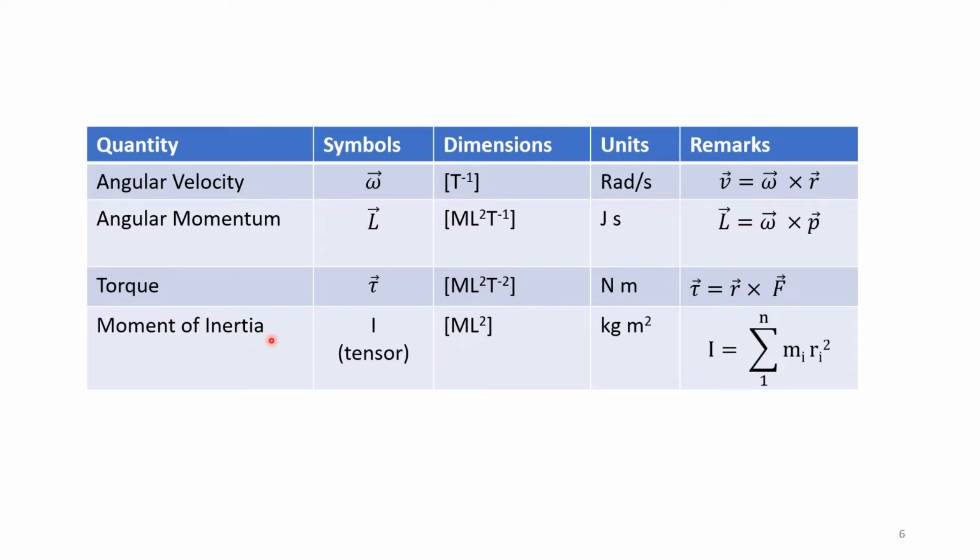Moment of inertia is represented by the symbol I. It is a tensor quantity. It is neither a scalar nor a vector. Its dimensions are M L squared, and its unit is kg meter squared. The moment of inertia I is the summation over each particle, i equals 1 to n, of m_i r_i squared.